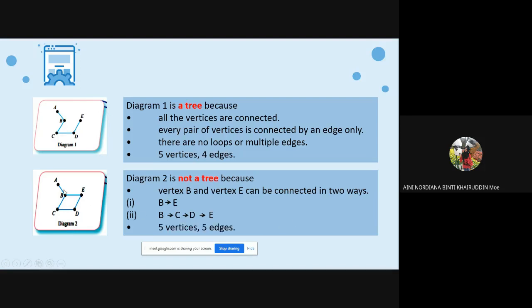Lepas tu kalau you tengok, vertices ada 5, A, B, C, D, E. Edges pun ada 5. 1, 2, 3, 4, 5. Tak boleh. Dia mesti untuk edges ni vertex minus 1. Boleh tak? Boleh. Ha. Okay, itu cara kita nak identify tree.